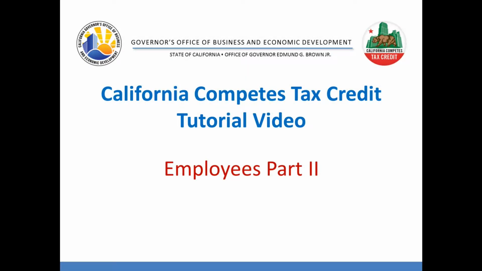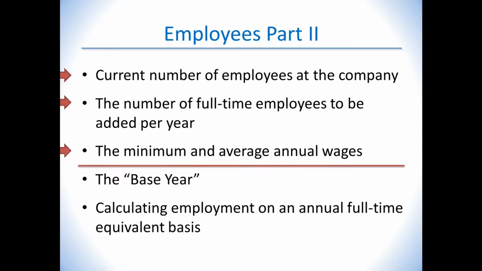In part 1 of this video, we covered the first 21 questions in the employee section, which included the current number of employees at the company, the number of new full-time employees it is proposing to hire per year, and the minimum and average wages for its new employees. In part 2, we will cover questions 22 through 57, which consist of the base year and calculating employment on an annual full-time equivalent basis.